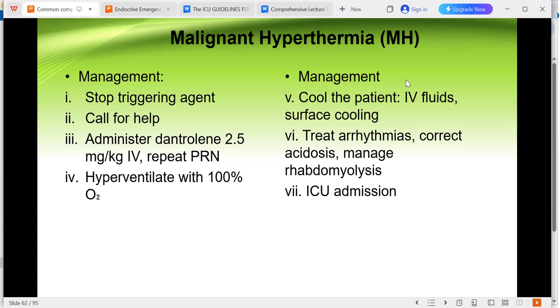Rapid cooling. Make sure you cool the patient, both surface cooling and cold IV fluid. Then you treat any arrhythmias that may have arisen, correct acidosis, and manage rhabdomyolysis, especially with rapid infusion of fluid. This patient shouldn't be allowed to go to the ward. Make sure you arrange for an ICU admission for this patient.